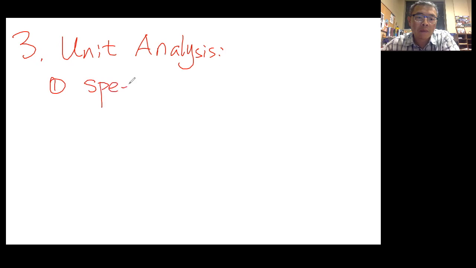Now, as we kind of know out of our intuition, speed tells you how fast the object moves, right? Essentially, it means how much distance you travel per unit time. So if you want to calculate speed, you would use the distance divided by a time, right?